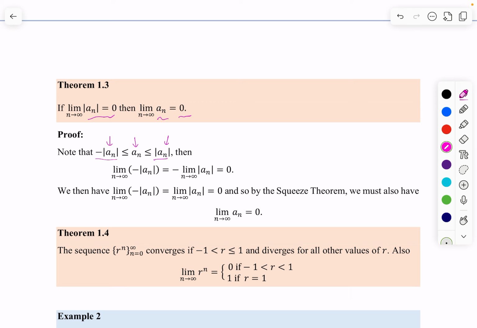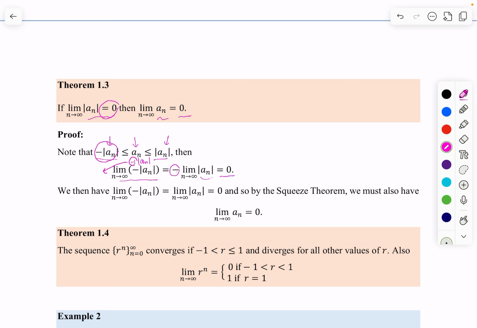Then you try to find the limit of this lower bound, which is the limit of negative absolute a_n. If you try to find this, you can use the properties of the scalar. This is actually -1 multiplied by absolute a_n, so you can always bring this -1 outside. You apply back the properties: negative multiplied with the limit of just absolute a_n. Based on this theorem, the limit of absolute a_n is 0, so it equals 0. 0 is a finite number.